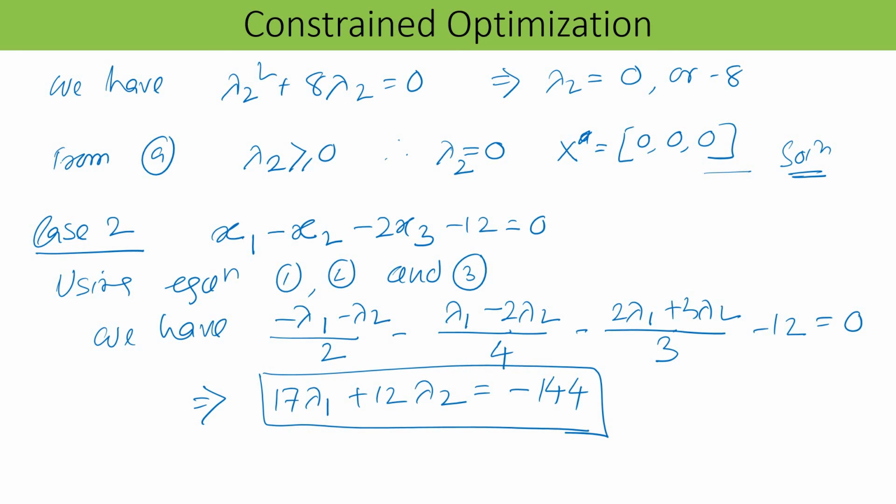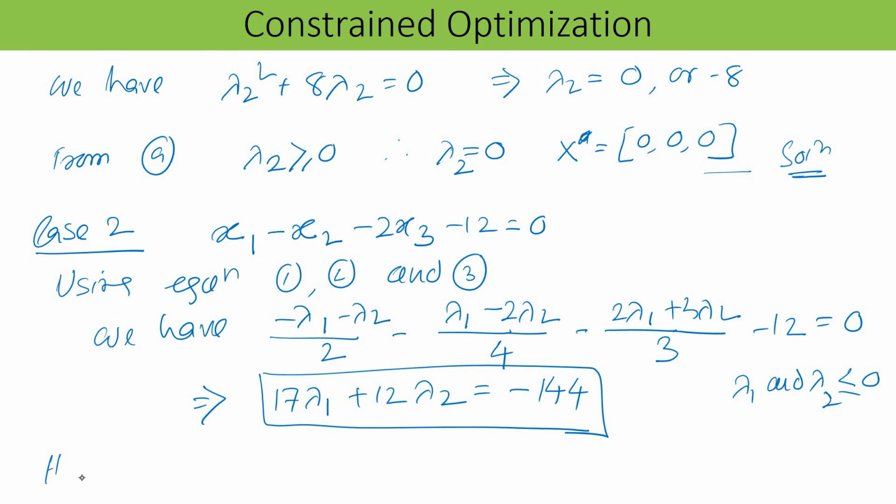Now if you look at this equation, lambda 1 and lambda 2 cannot both be positive. They would have to be less than 0, and that will not satisfy constraints 8 and 9. Okay, so therefore we will not get any feasible solution from this condition. It is not possible to get positive lambda 1 and lambda 2 values, so from case 2 we are not getting any solution.